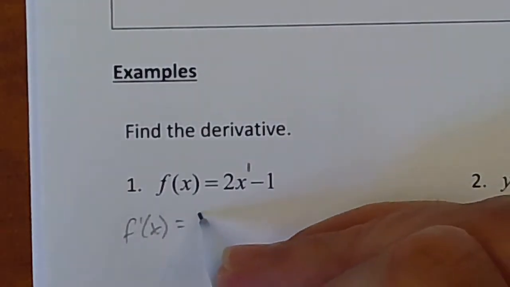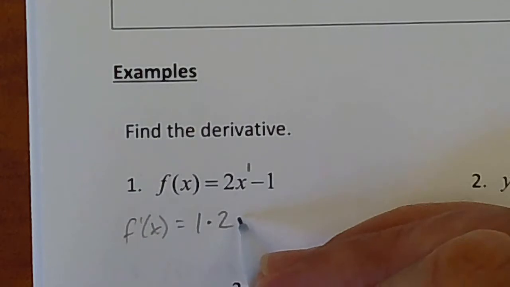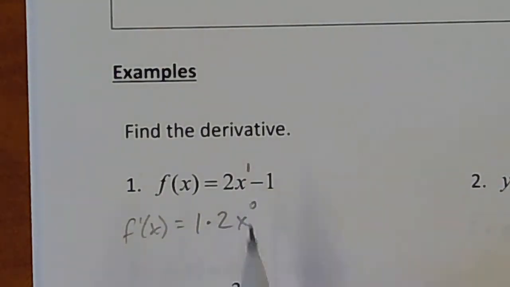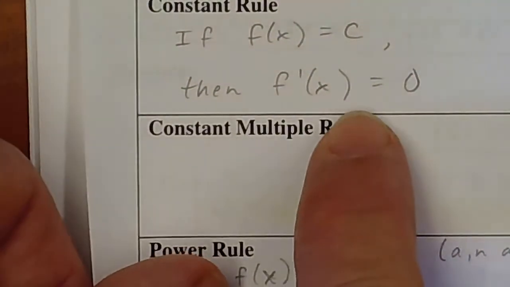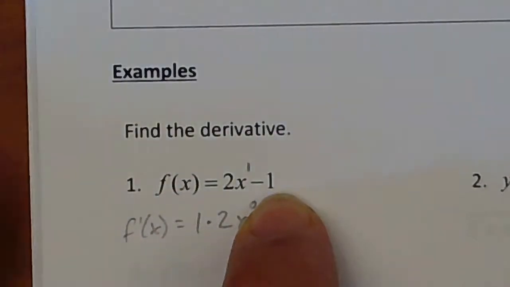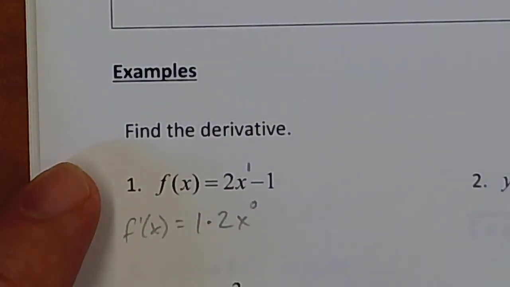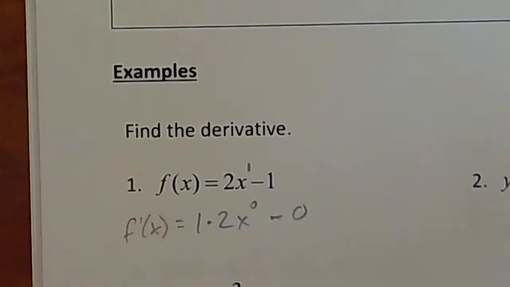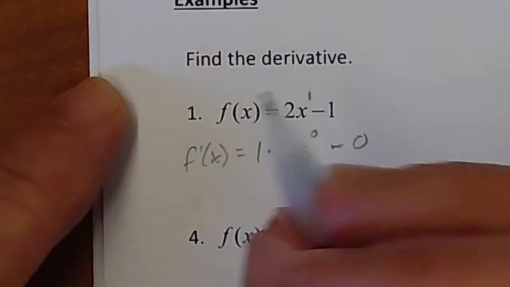So I have 1 times 2x, and I'm supposed to reduce the exponent by 1. So that gives me 2x to the 0. Okay, what about constants? Constants, it's always 0. So the derivative of this term is just going to be 0. So minus or plus 0, doesn't matter. We're going to drop that anyways. So what does this simplify to?